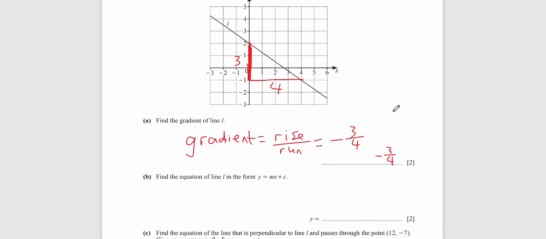And then the next one, we have to find the equation of the line in the form of y is equal to mx plus c. So we know the m is our gradient and the c is the y-intercept. Okay, we already have the gradient and the c is the y-intercept. We know this is the y-intercept. The y-intercept is 2.